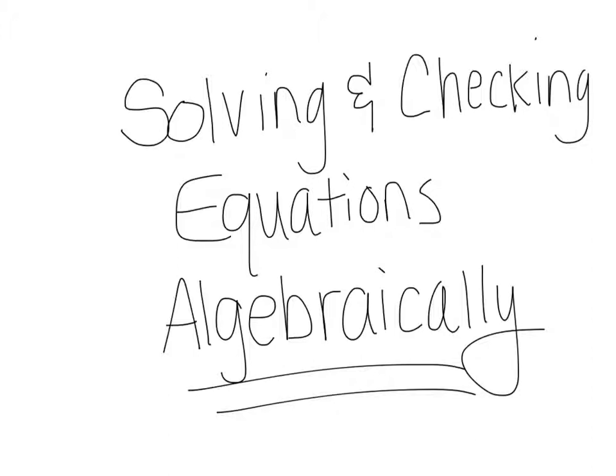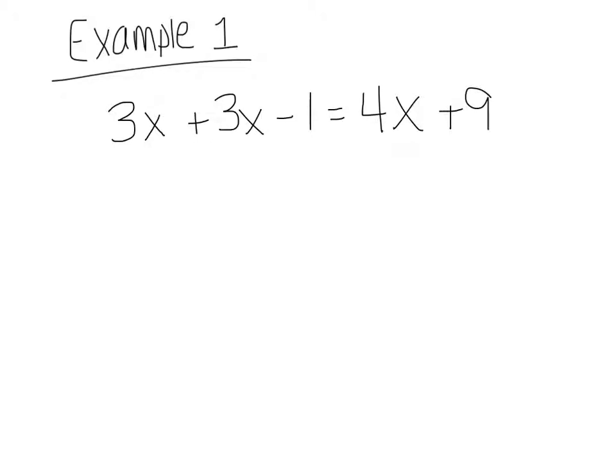And I'd like you to copy these examples down as we go. Alright, example number 1. We have 3x plus 3x minus 1 is equal to 4x plus 9. Alright, what I'm going to be doing from this point on is drawing a line through our equal sign to remind myself that I've got a left side of the equation and a right side of the equation, and I need to keep those two separate.